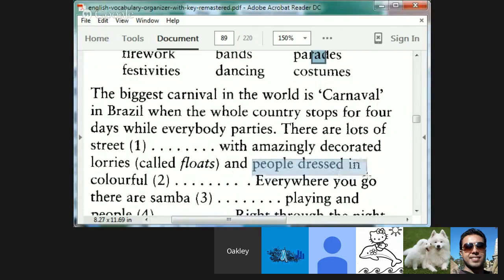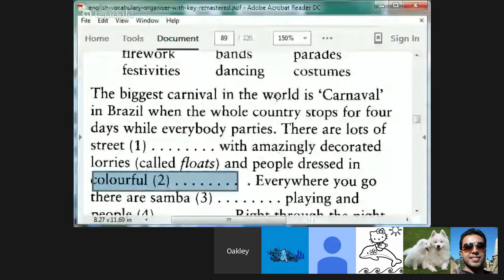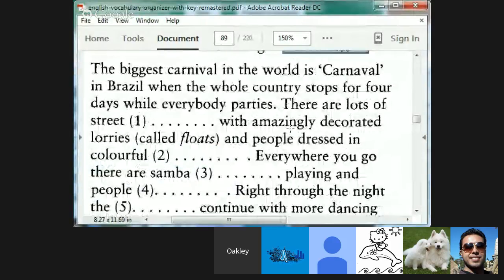And people dressed in colorful what? Yeah, a gay parade, you could do that, sure. Leonardo? People are dressed in colorful, what? Costumes. Costumes, yeah, very good.